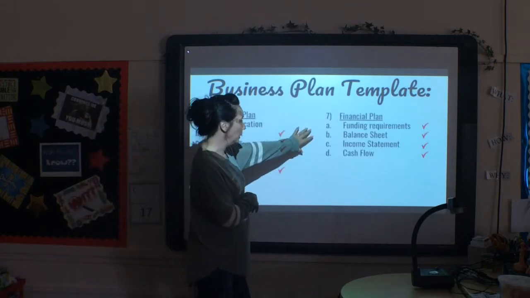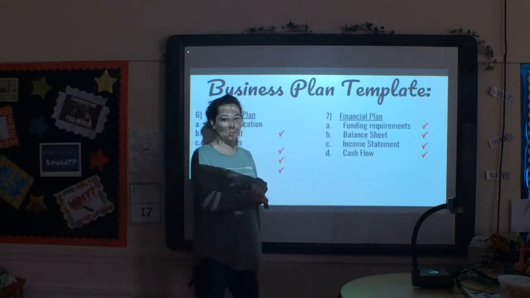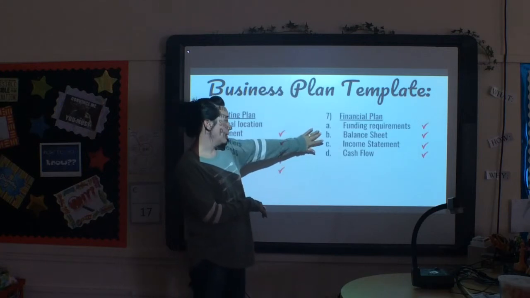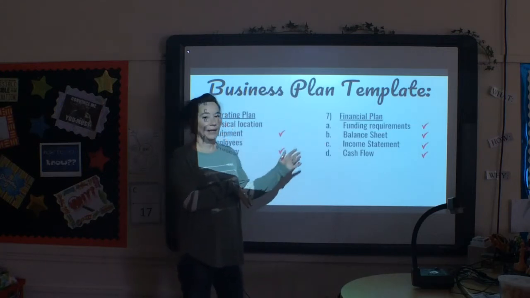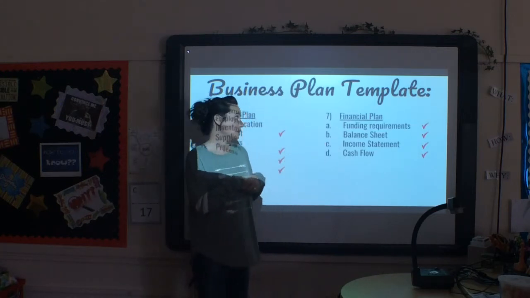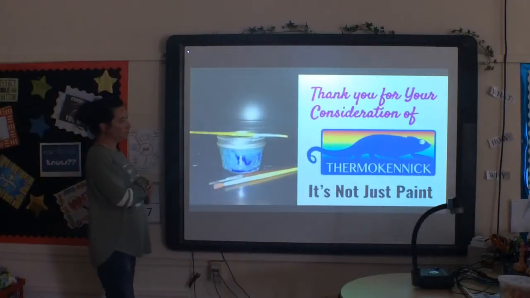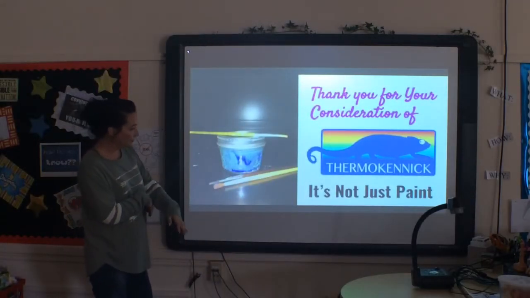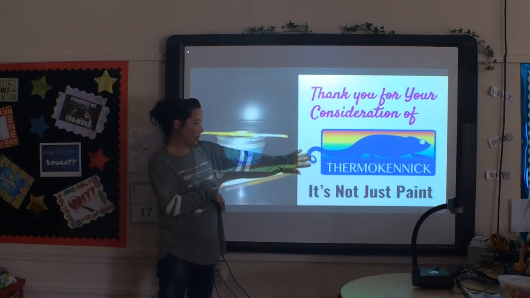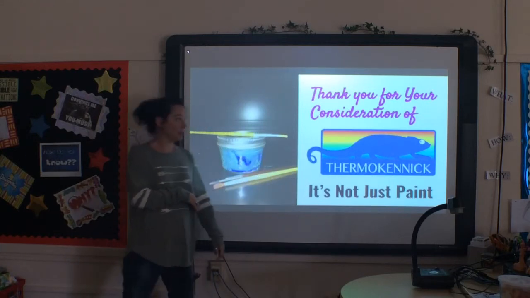In her financial plan, what were her funding requirements? What did she have? What did she need? Her balance sheet and her income sheet, and then how the cash was coming in and out of the business. This was the end of her slide. She tagged it Thermokinetic. It's not just paint.